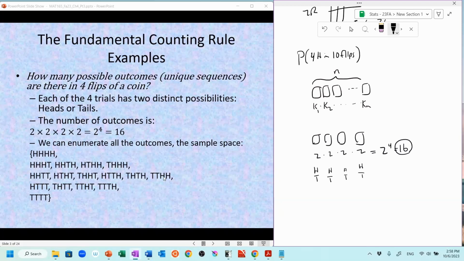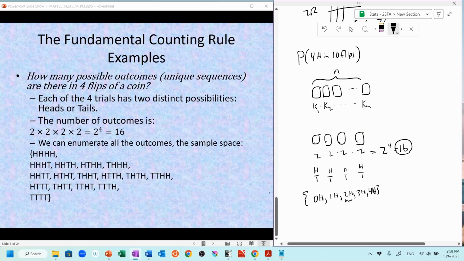So note that if I were to describe my outcomes as 0 heads, 1 head, 2 heads, 3 heads, 4 heads, these would not be equally likely, right? We see that 2 heads has 6 outcomes that contribute to it, where 0 heads has only 1 outcome contributing to it. So these events over here would not be equally likely, but these might be events that we're interested in, and these are some of the types of events that our counting rules are going to help us with.